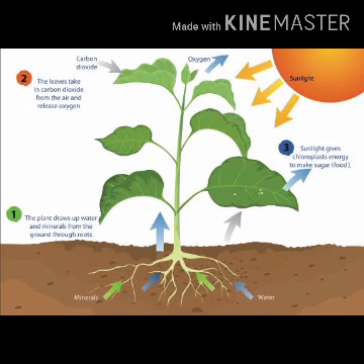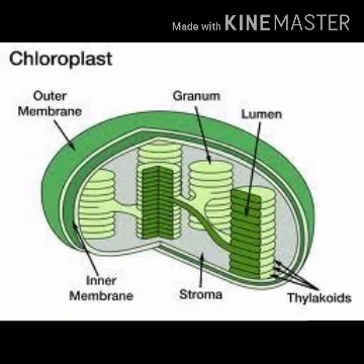Before starting the topic, just observe the figure that is shared on the screen. Can you identify this organelle? Yes, that is chloroplast. Photosynthesis takes place in chloroplast. Which are the important parts of the chloroplast? It contains grana and stroma.